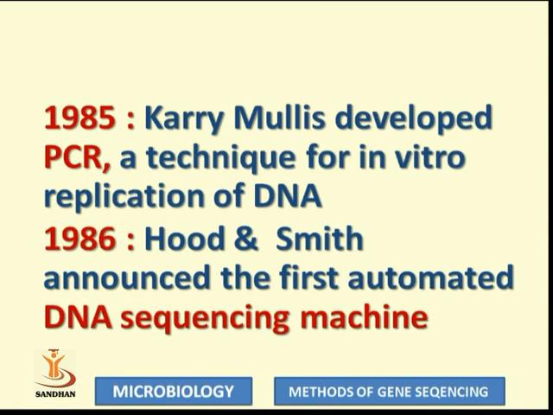Based upon this only, in 1986, Hood and Smith developed the first automated DNA sequencing machine. Because the DNA sequencing machine had a very troublesome and long protocol, and without automation, the output of this DNA sequencing machine was coming less. So only after 1986, automation entered the field of DNA sequencing.